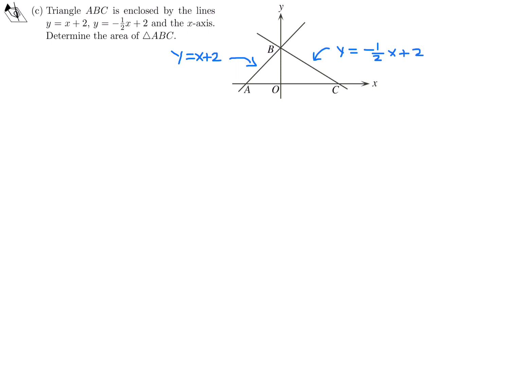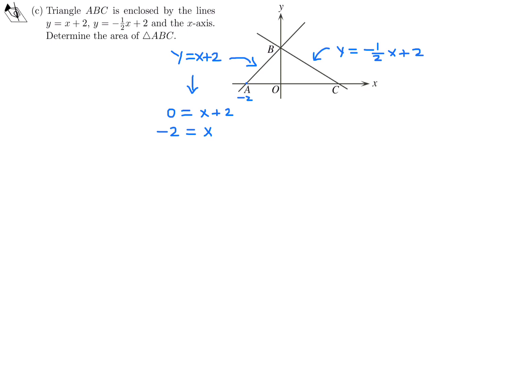So our task is to get these intersection points, and then that will give us an idea of the lengths of those sides, and then we can figure out the area of that triangle. So to get this intersection point, that is of course the x-intercept, so set y equal to 0 in this equation. So that would mean 0 is equal to x plus 2, and therefore x is equal to negative 2. So A, this point right here, is negative 2.